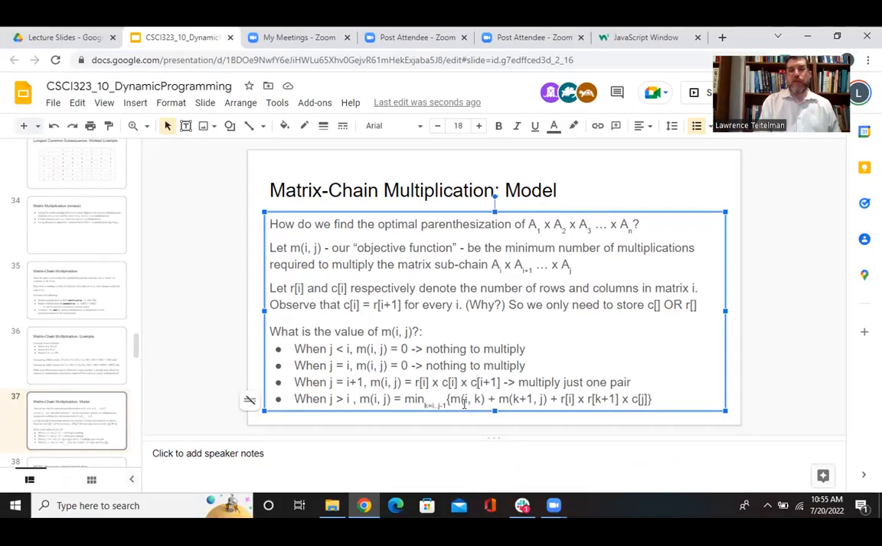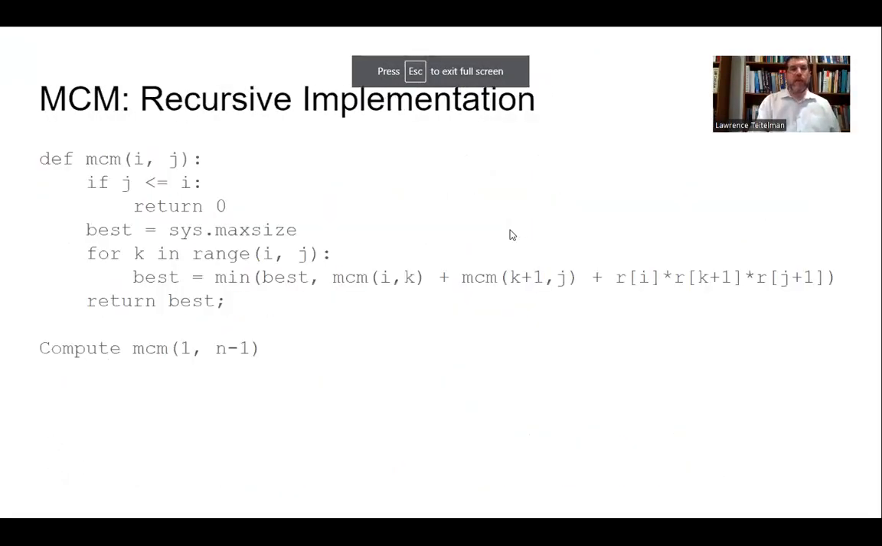And in the general case, what I need to do is look at, and this should remind you a little bit of quicksort, I need to find the optimal position in which to divide it up. So if I write that recursively, here's what I get. Okay, if J is less than or equal to I, that means either I have an illegal chain, I'm going from matrix 5 to matrix 2. There's no such thing. Or it's a chain of 1.